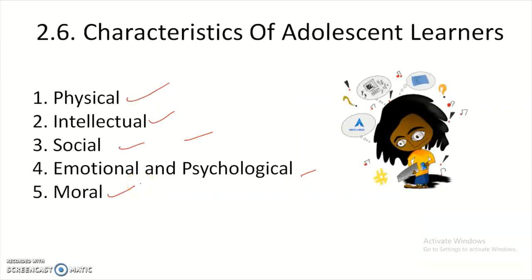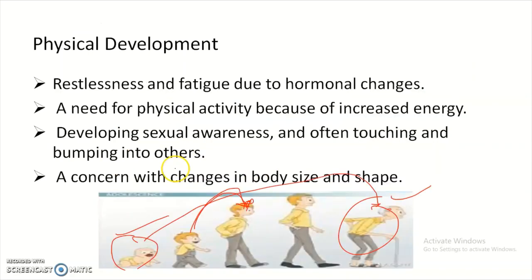Coming to the physical aspect, the shape of the body will change and the maturity levels are changing, and the hormonal changes will be very drastic, getting emotional very easily and taking quick decisions. In this age generally kids may become addicted to drugs and such things may happen. Next is the intellectual, and then the social, emotional, psychological and moral aspects. We will discuss them one by one. Physical development means hormonal changes, and physical activity due to increased energy, and some sexual awareness will develop due to often touching and jumping with others, playing with others. A concern with changes in body size and shape.